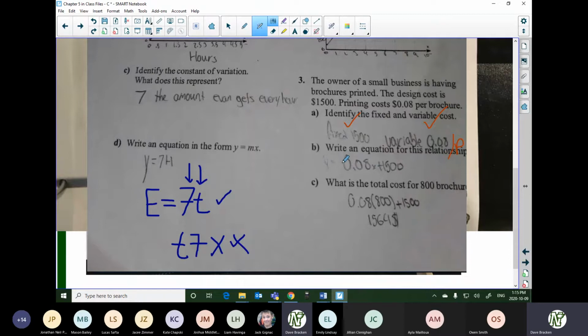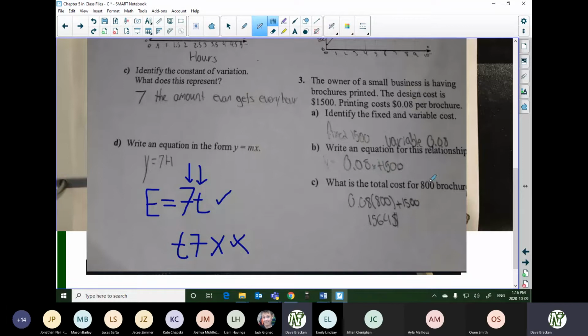So instead of Y equals, maybe we go the cost equals. And that C is going to turn into a spotlight. But maybe we go cost equals 0.08, and I'll put N for number of brochures. Y and X will work. That's correct. It's just not as precise. So cost and N for number of brochures, or B for brochures.